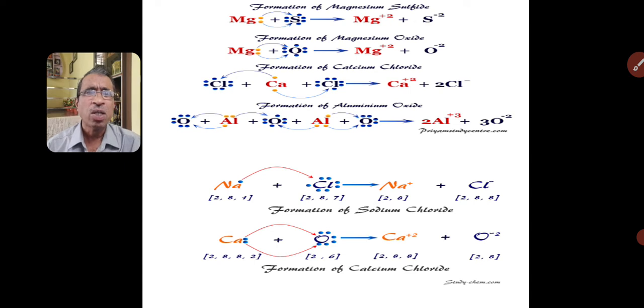In case of magnesium sulfide, magnesium contains 2 electrons, and the sulfur contains 6 electrons. So sulfur takes the 2 electrons and forms magnesium sulfide. Similarly, we have calcium chloride, then we have aluminium oxide. All these formations are shown in this diagram.